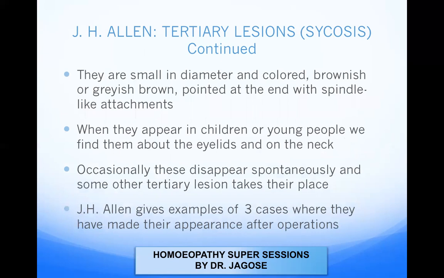So they are small in size, and have either a brown or a grayish brown color, pointed at the ends with spindle-like attachments. When they appear in children or young people, we find them about the eyelids and on the neck. So in children and young people, it is seen on the eyelids and around the neck.